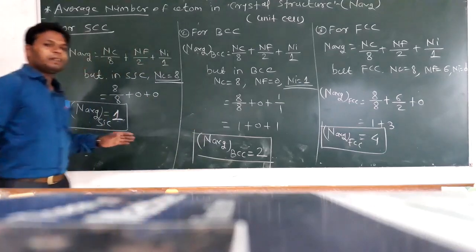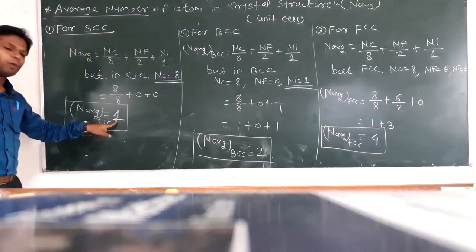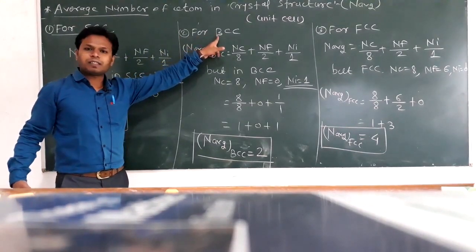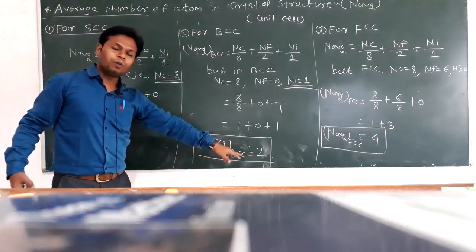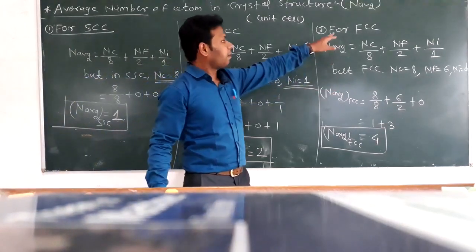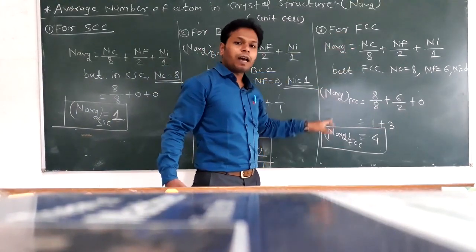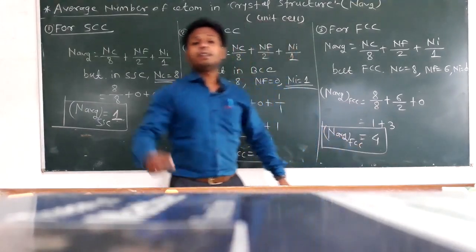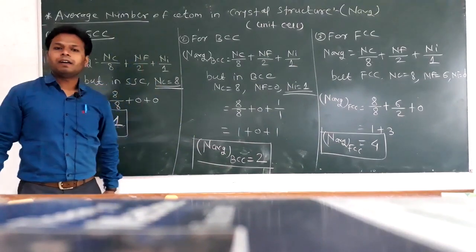The average number of atoms for the simple cubic structure is equal to 1. For BCC, meaning body center cubic structure, the average number of atoms in a unit cell is equal to 2, and the last part, for face center cubic structure, the average number of atoms in a unit cell is equal to 4. This is the average number of atoms in a unit cell.